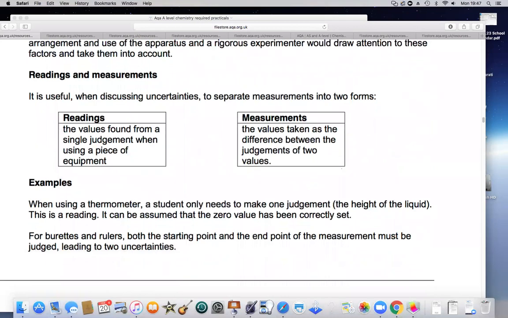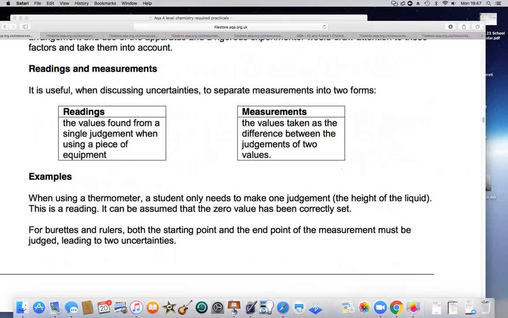But the difference between a reading and a measurement. Readings are values found from a single judgment. A measurement is taken as the difference between two judgments of two values. So with a thermometer you can assume that the zero has been correctly set. So when you read off a thermometer, it's only one judgment, the height of the liquid. But if you use a burette or a ruler, you've got the start point and the end point as two separate readings. So you have a measurement and two uncertainties there.